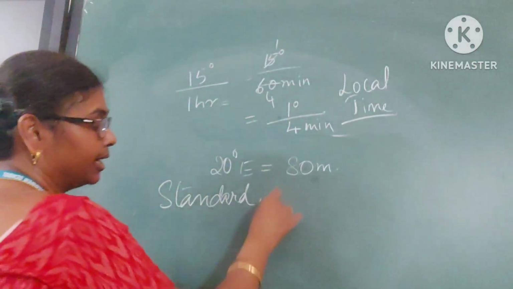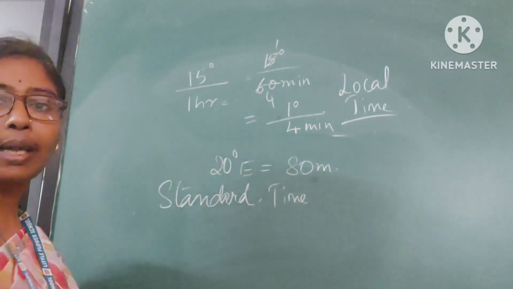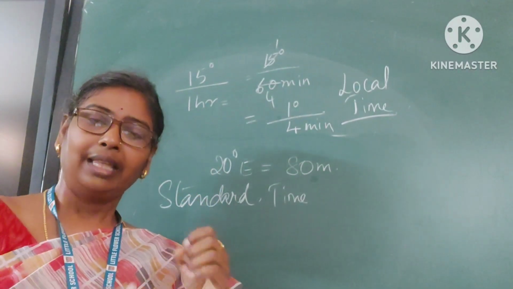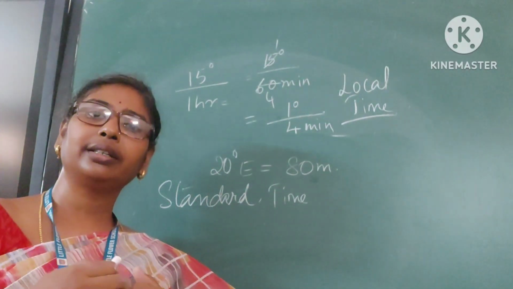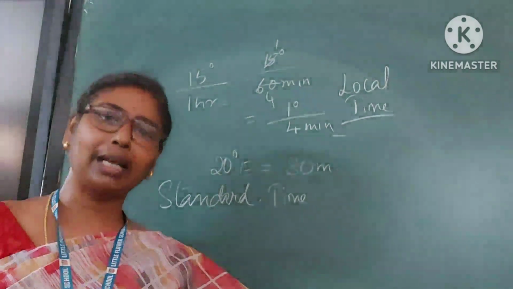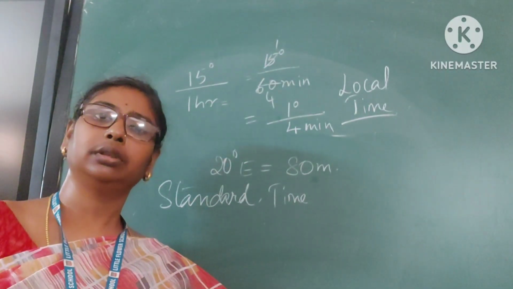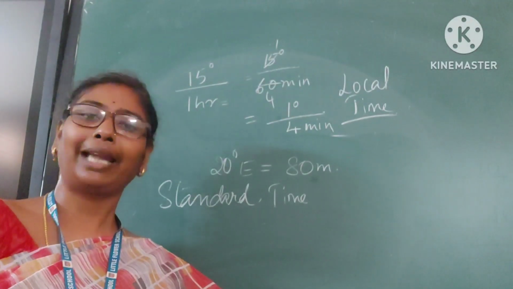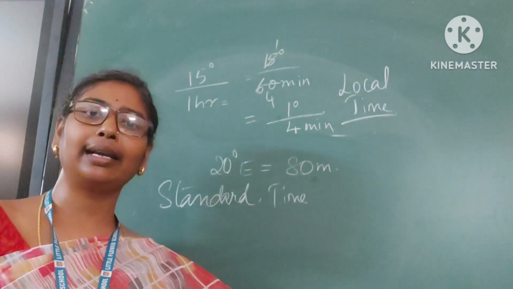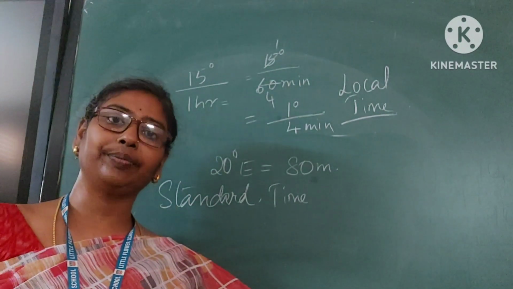We follow one standard time for the country. Suppose the country is small, we follow only one standard time. If the country has a large longitudinal extent, we will have more time zones, so a number of time zones have to be calculated. For India we have only one standard time. Now how to calculate the standard time of that country?